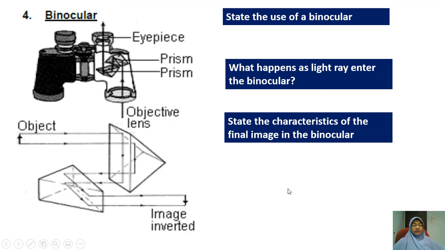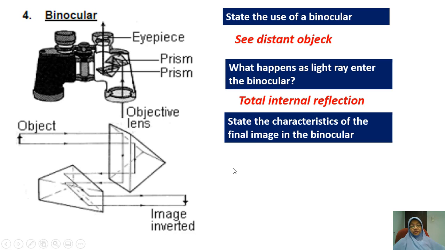Okay, binocular. This is the use of binocular, to see distant objects. What happens to a light ray entering the binocular? As it enters, there will be total internal reflection, twice in one prism. The characteristics: white, virtual, upright and same size. So, very important.